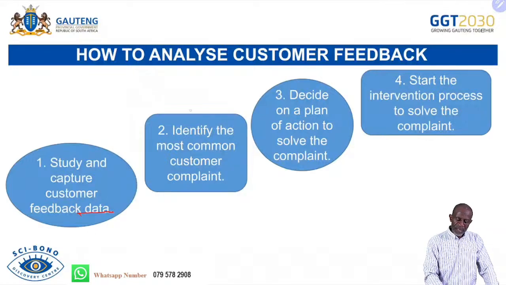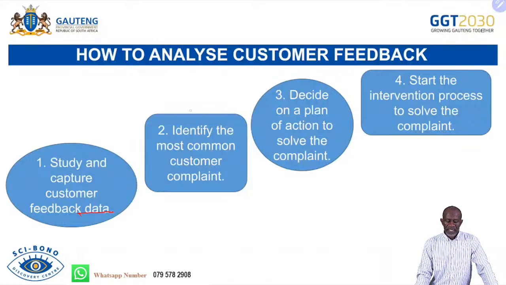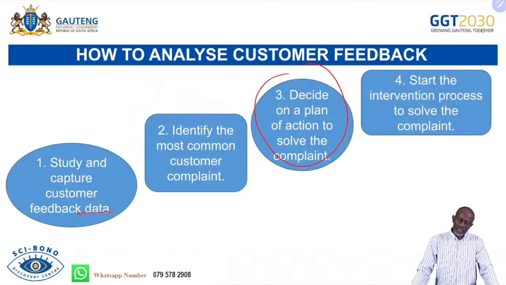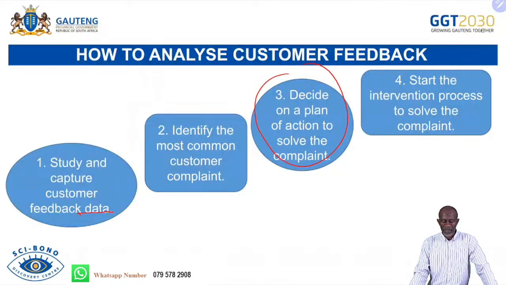So step number 2, you begin to process the information that you received. And step number 3, you make a decision around the complaint. And after deciding on what steps to do, you start the process. You execute your findings. So these are the 4 main steps that are involved when analyzing customer feedback.